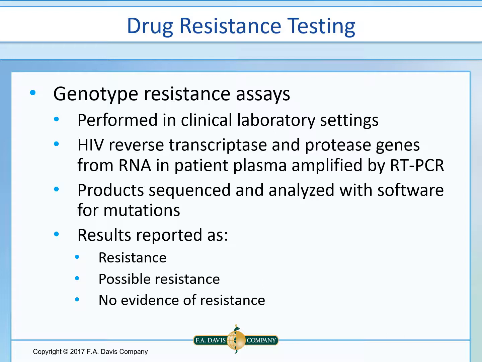Genotype assays are recommended by the U.S. Department of Health and Human Services before initiation of antiretroviral therapy in patients in whom combined therapy has failed, and in all HIV-positive pregnant women. The genotype resistance assays can be performed in clinical laboratory settings and involve HIV reverse transcriptase and protease genes from RNA in patient plasma amplified by real-time PCR. The products are then sequenced and analyzed with software for mutations. Results of this genotype testing are reported as either resistance, possible resistance, or no evidence of resistance.